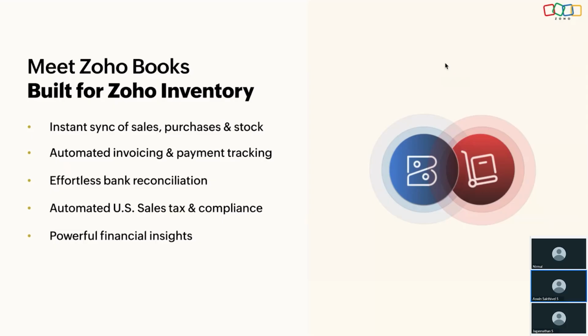There's effortless bank reconciliation. You can connect your US-listed bank accounts and credit cards for seamless transaction syncing. Compliance automation: you can manage your US sales tax with built-in calculation and ready-to-use tax reports. And then, the financial insights. You access detailed cash flow, profit and loss, and inventory valuation reports to drive informed decisions.